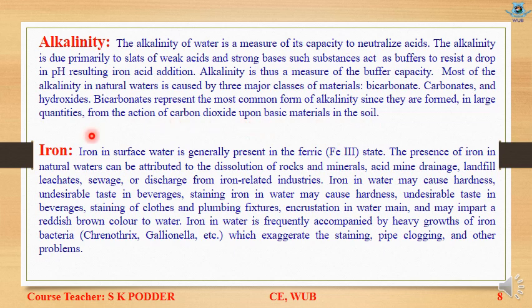Another important parameter is iron. Iron in surface water is generally present in the ferric state. That means here another form is ferrous, and here is ferric. That is, here the valence of iron is 3. The presence of iron in natural waters can be attributed to the dissolution of rock and minerals, acid mine drainage, landfill leachates, sewage, or discharge from iron-related industries.